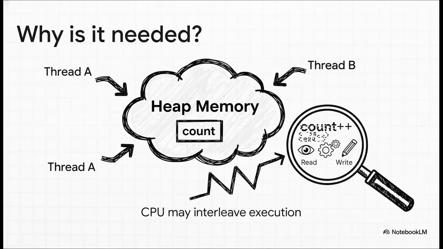But why do we even need a traffic cop? Well, it's because all of our threads are basically playing in the same sandbox, the heap memory. And that little count++ operation, it's not one single action. The CPU sees it as 3 steps. First, read the current value. Second, add 1 to it. And third, write the new value back. The CPU can hit pause between any of those steps, letting another thread jump in and cause mayhem. And the result is always the same: messed up data and a program in a corrupted state.